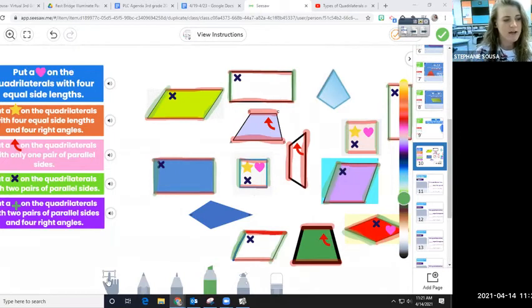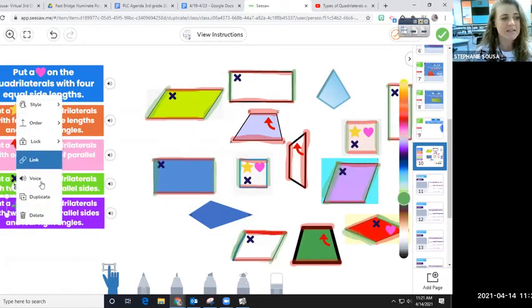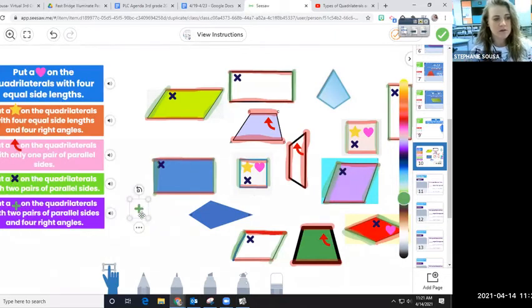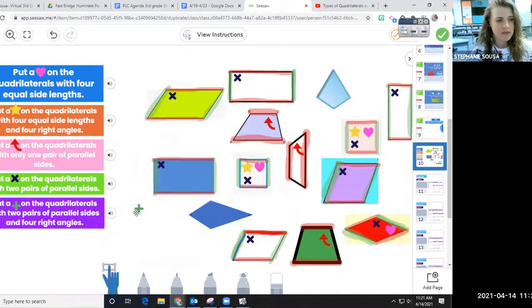All right. Final one. Put a plus sign on the quadrilaterals with 2 pairs of parallel sides and 4 right angles. Put that X in the front, duplicate it up. 2 pairs of parallel sides and 4 right angles. Look at those notes. Right angles make corners that have squares. See that? Which 2 quadrilaterals have right angles? Which 2 have right angles?